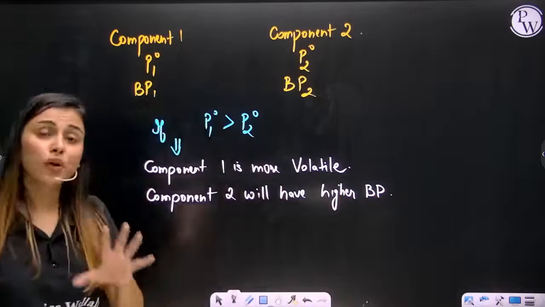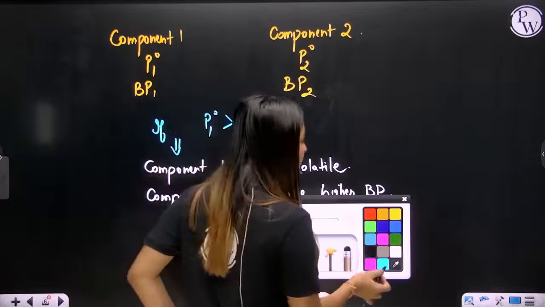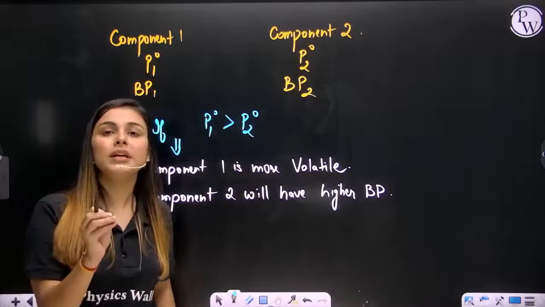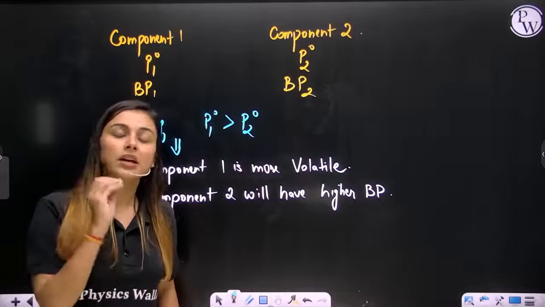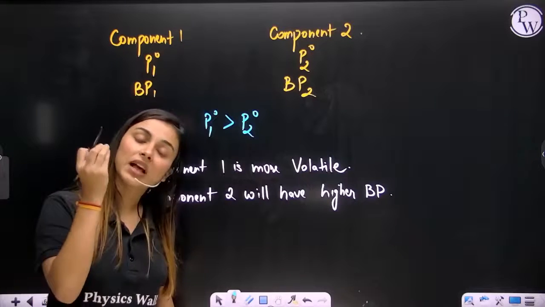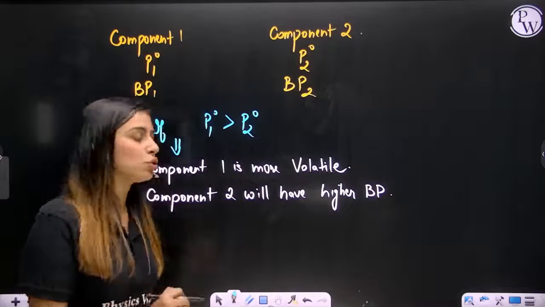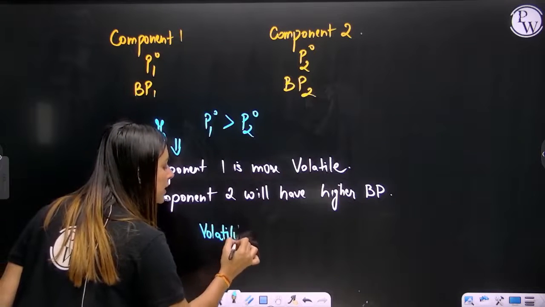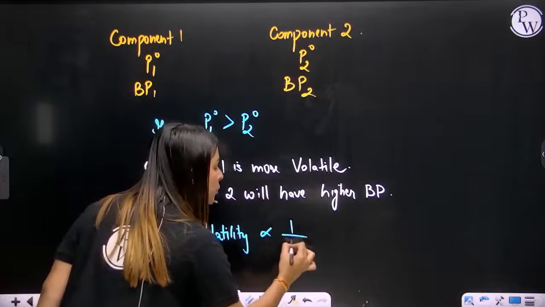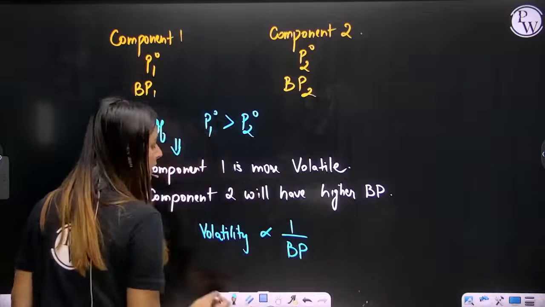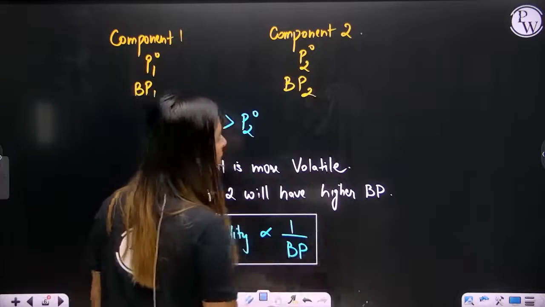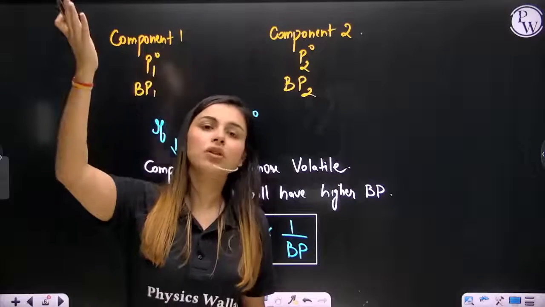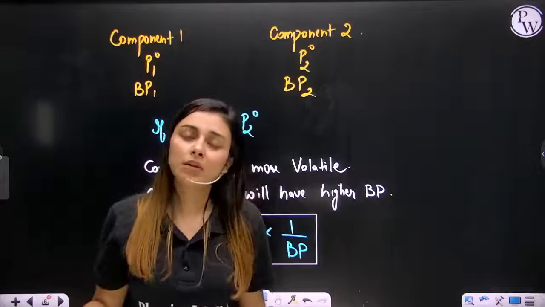Okay, so from here we have deduced a very important relation, that if a component is very volatile, then it will have a lesser boiling point. So we can say that volatility of any component is inversely proportional to its boiling point. The more the volatility, the more the vapor pressure, the lesser will be the boiling point, right?